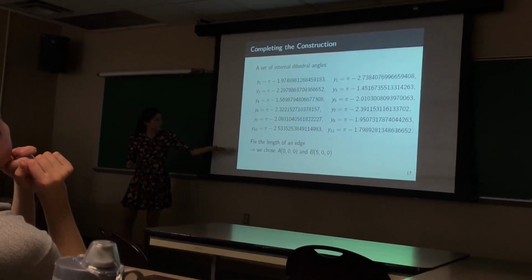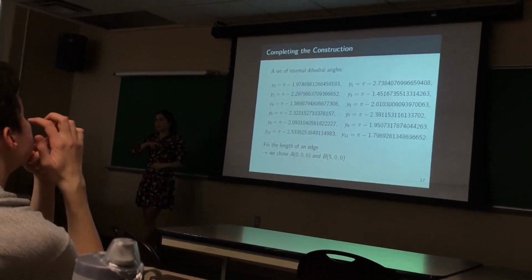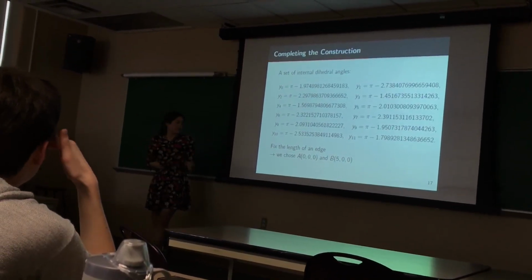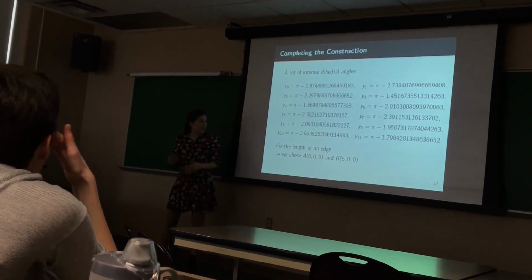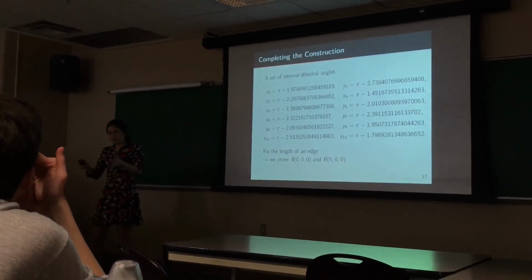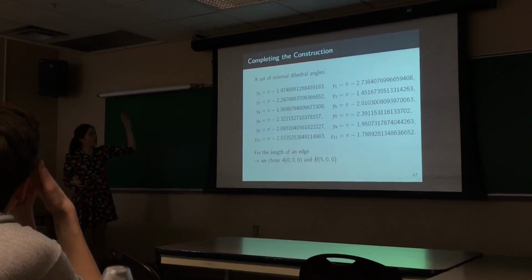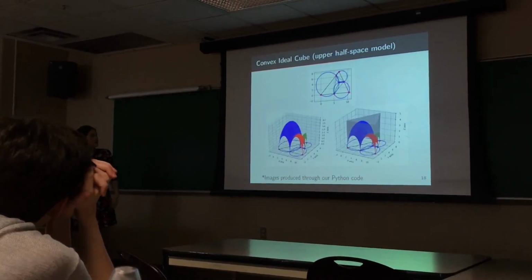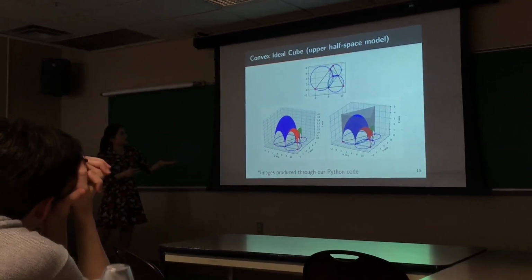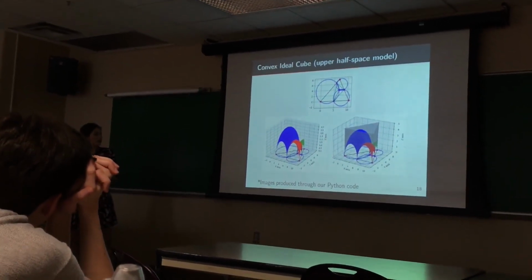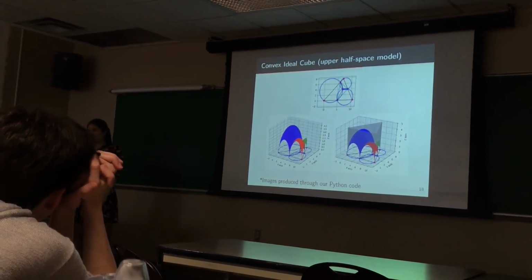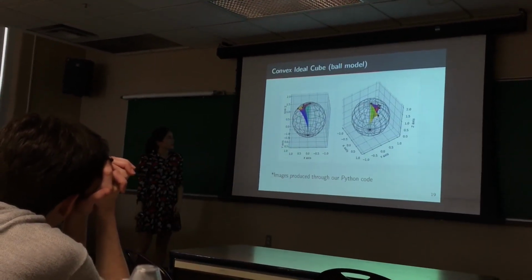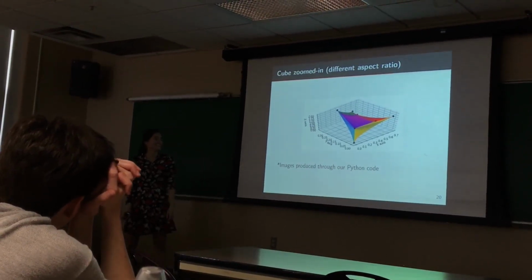To do the realization, until the previous slide we were talking about things up to congruency, so we need to set the locations of at least 2 vertices to actually realize it. A convex ideal cube with these internal dihedral angles in the upper half space looks like this. This was produced through code that I wrote. And the same cube in the ball model looks like this. And a little bit zoomed in, it looks like this.